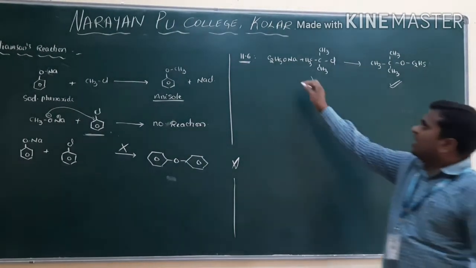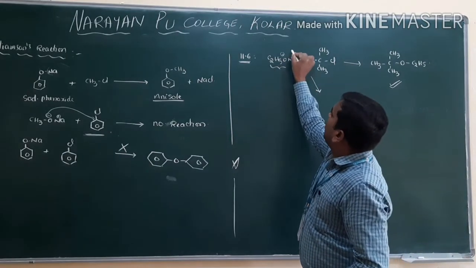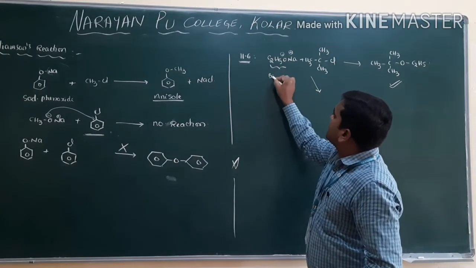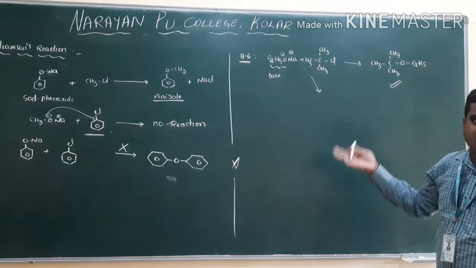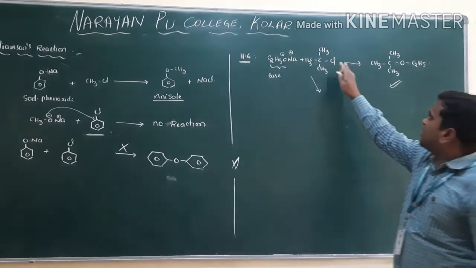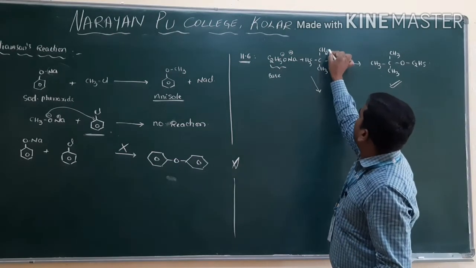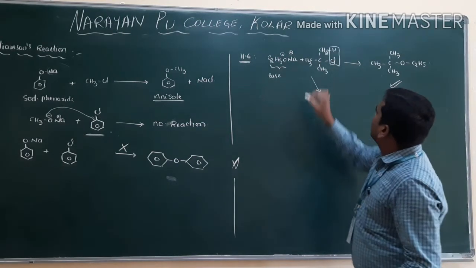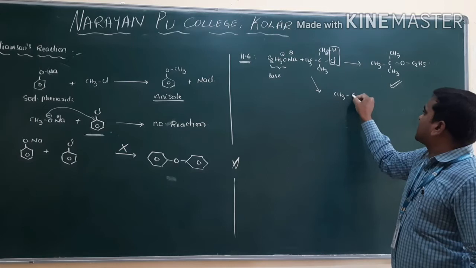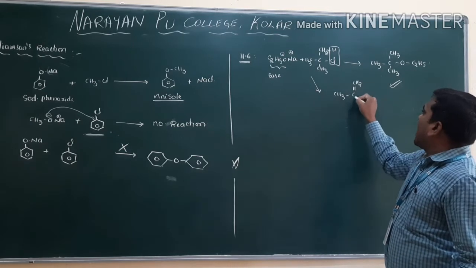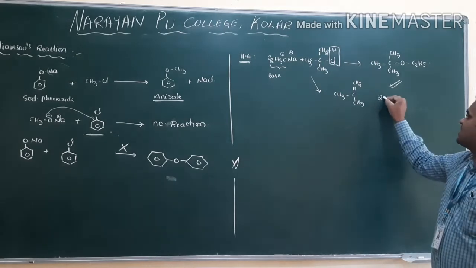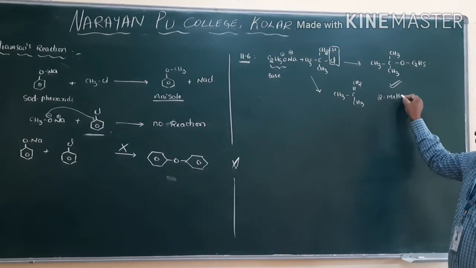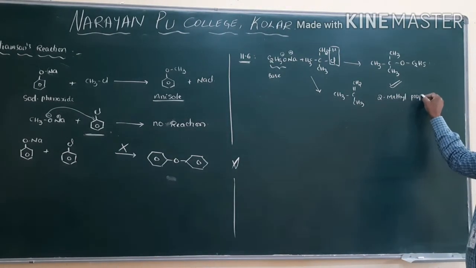I already mentioned that here it acts as a base, and a base accepts the proton, so an elimination reaction takes place. In elimination, H and Cl are removed, and the compound you get is CH3, CH2, CH3 type alkene: 2-methyl propene is the major product in this reaction.